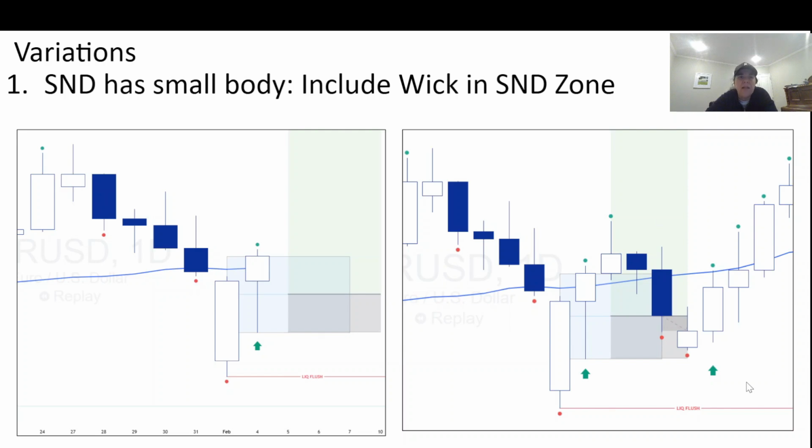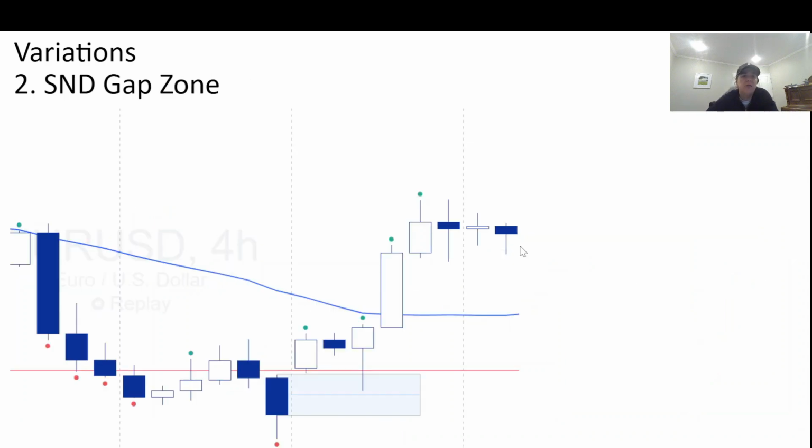Okay. The second variation is where your S&D actually is a gap. So this S&D actually happened on a 4-hour chart, and this red line is the liquidation line. So we want to trade an S&D on the 4-hour that closes back inside, right? But this candle closed down here, and this candle closed up here. It's a gap. So there's a gap in price here. It jumped from there to there.